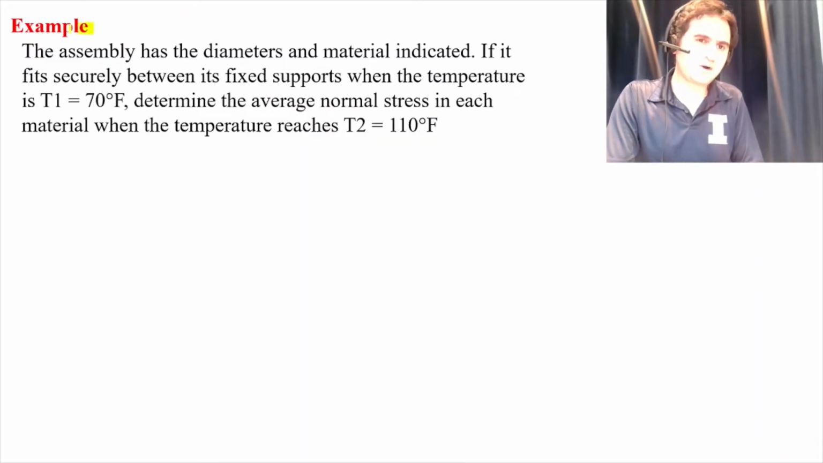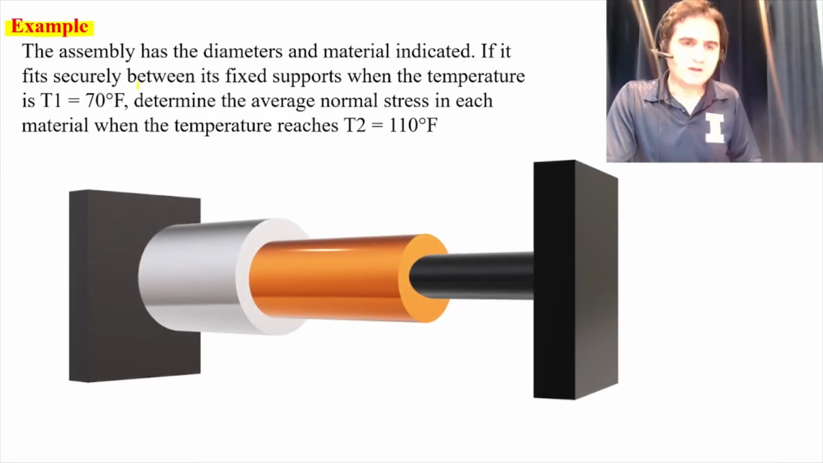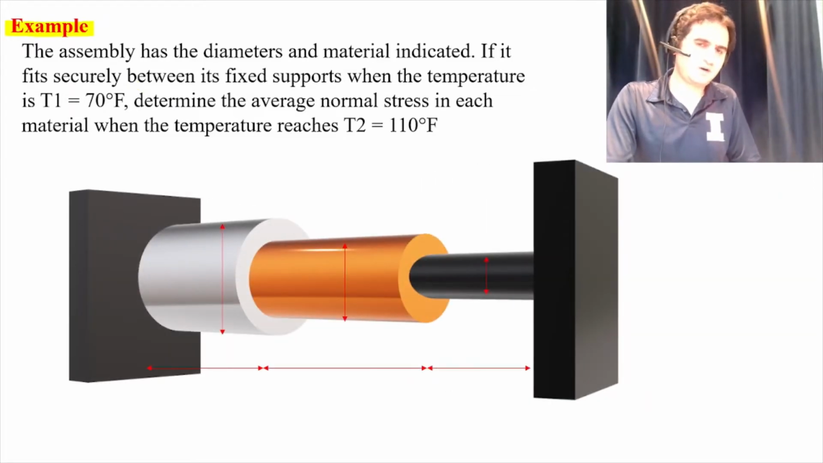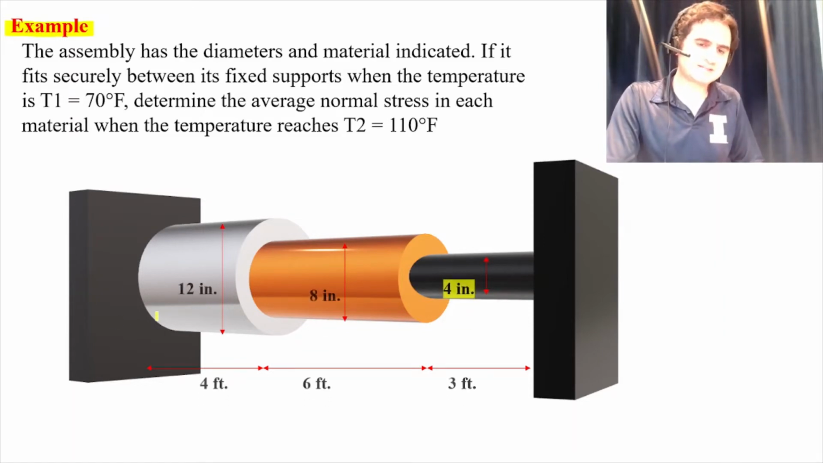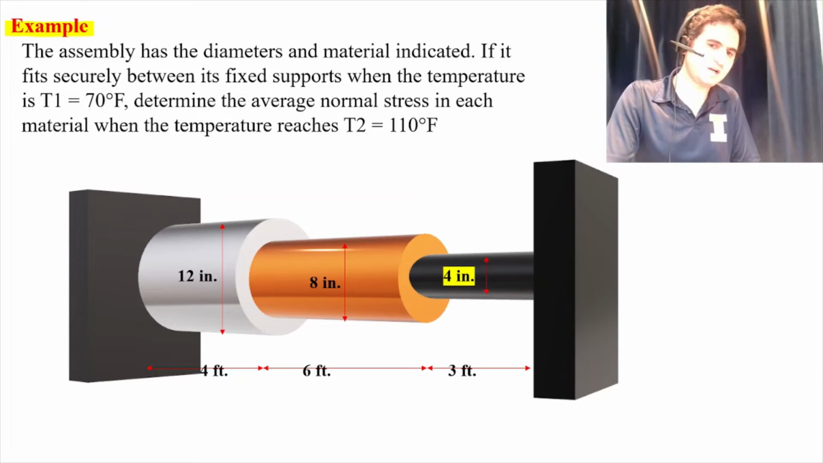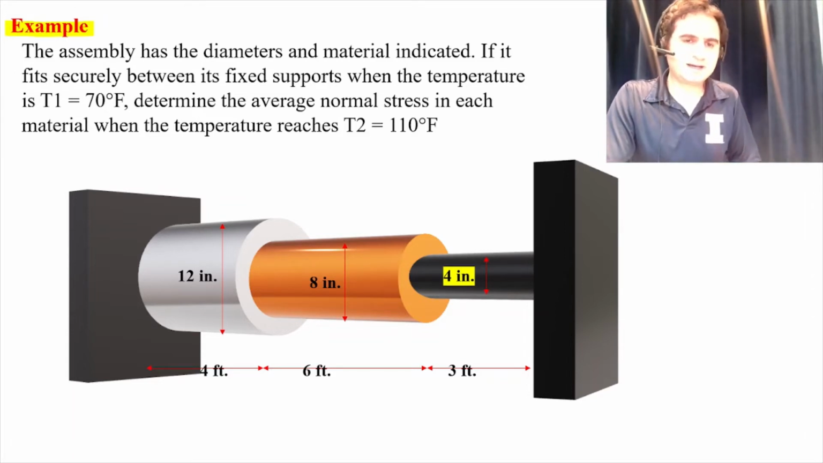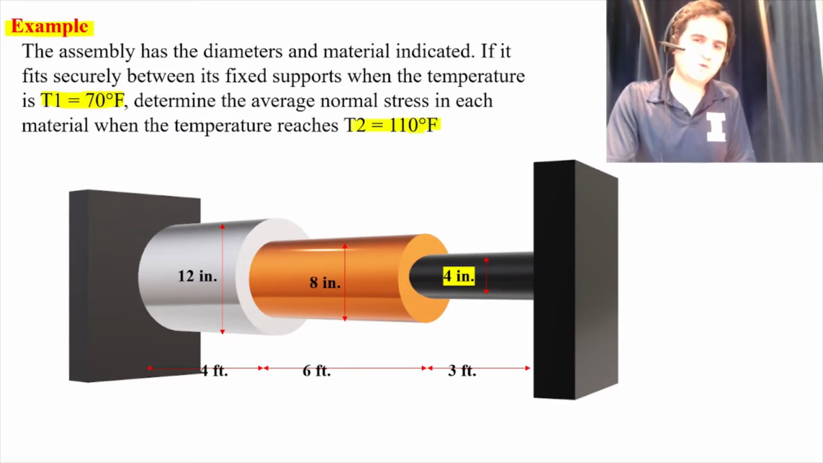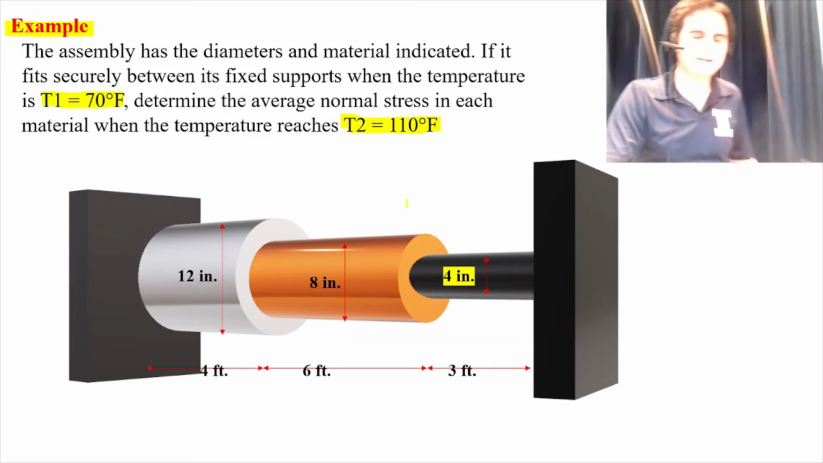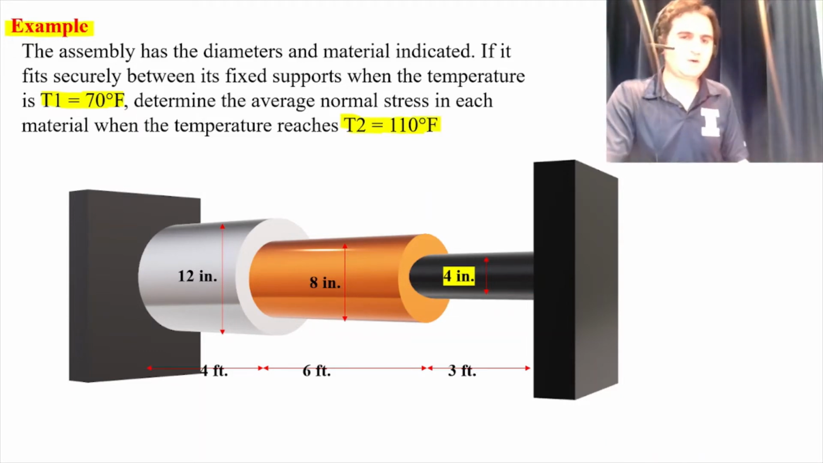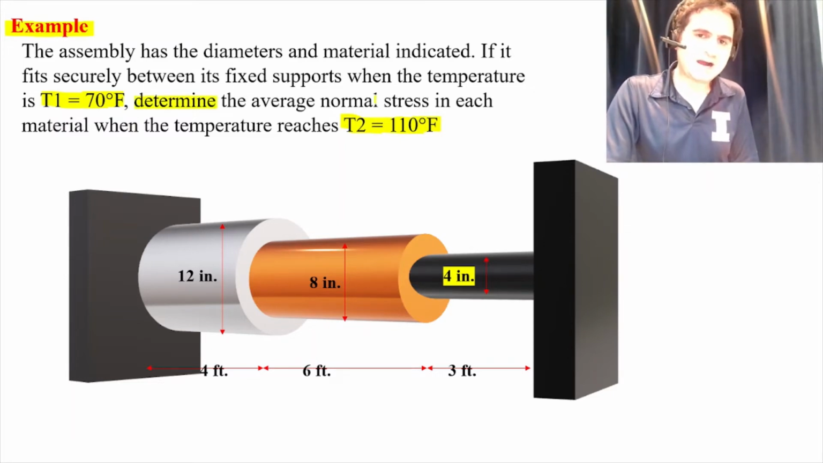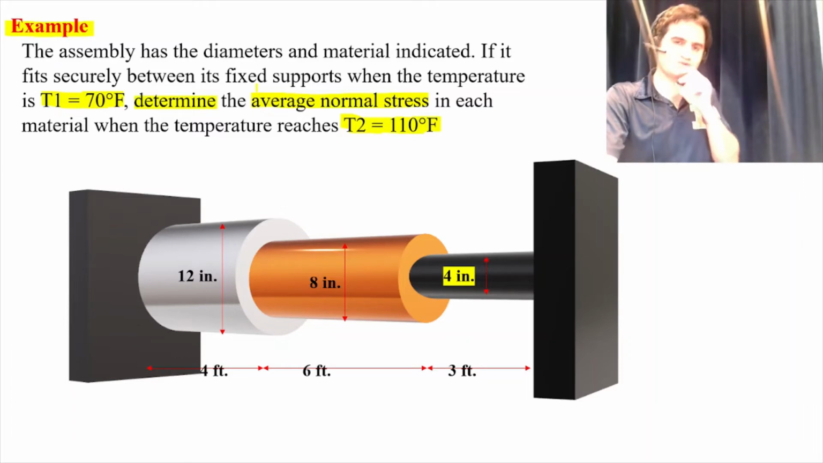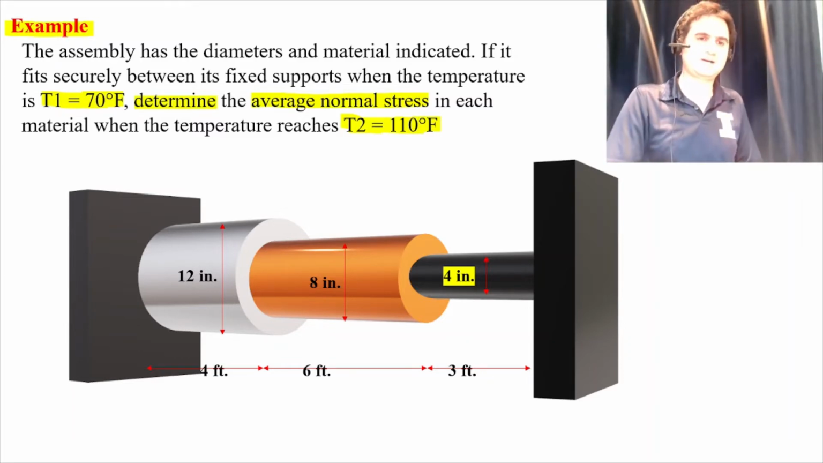Let's go back to our problem. You can see the configuration of solid cylinders of different lengths, sizes and materials centered to each other, and experiencing at the beginning T1 of 70 degrees Fahrenheit. If we increase the temperature of the system by 40 degrees to reach T2 of 110 degrees Fahrenheit, we want to know then what is the average normal stress in each individual part due to that expansion.